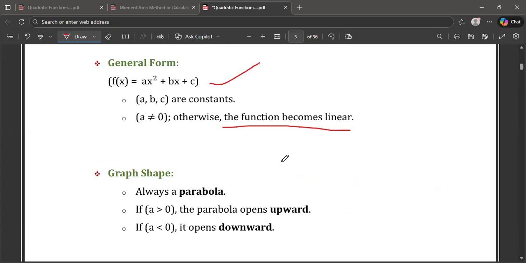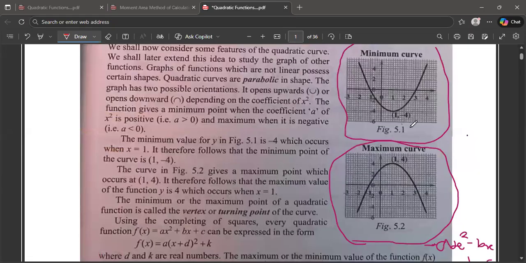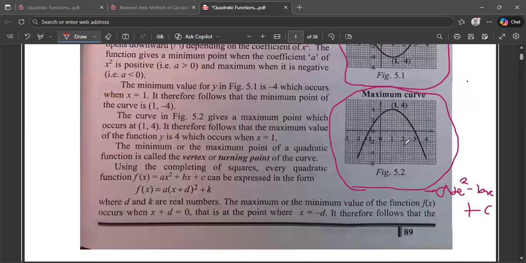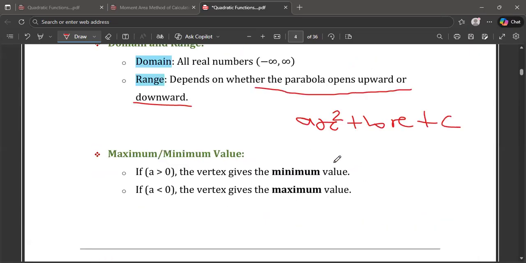You have forgotten so soon. Come back to this diagram. If the coefficient is negative, then it's going to be a maximum curve. Don't misunderstand that. Let's look at the maximum value and minimum value.